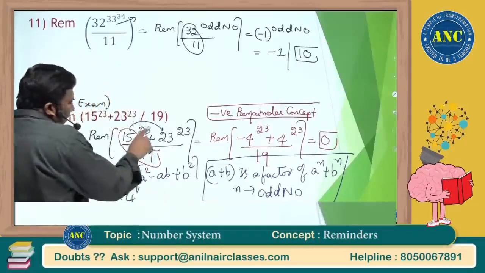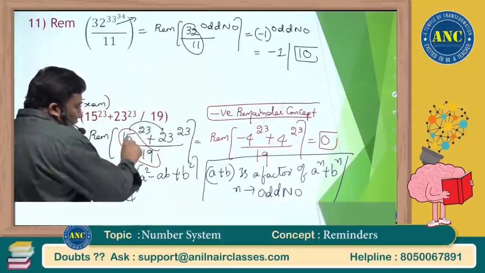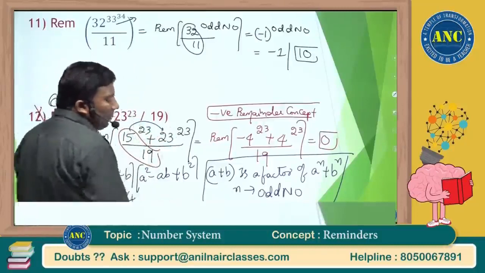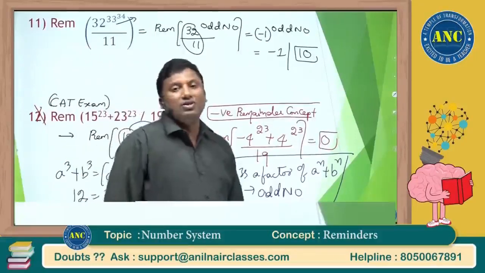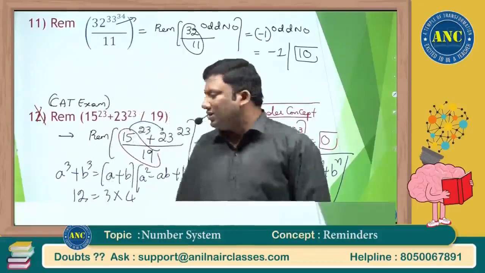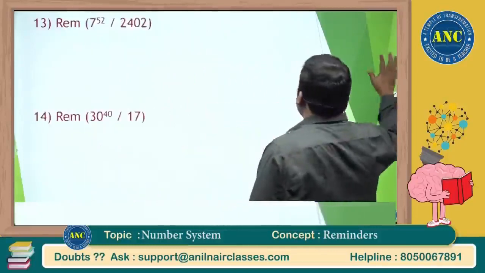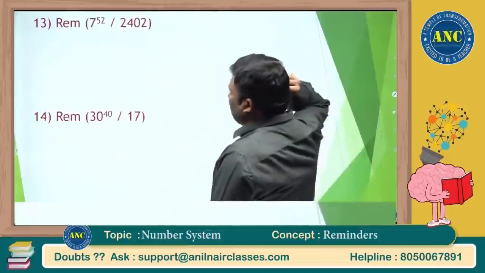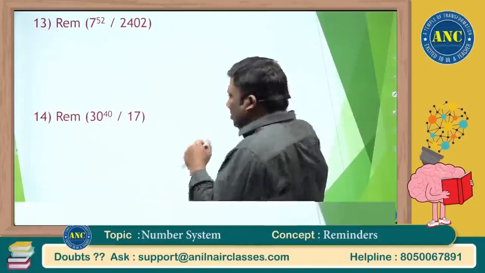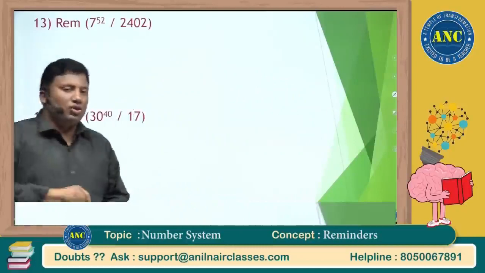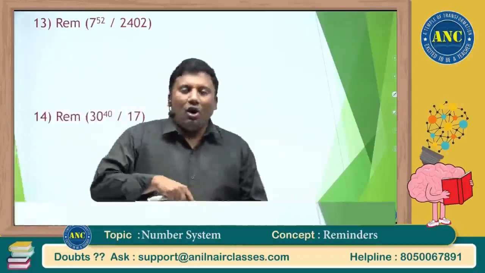So A power n plus B power n is always divisible by A plus B if n is odd. A plus B is 15 plus 23, 38. If it is divisible by 38, it is also divisible by 19. The 13th and 14th are also exam model questions.